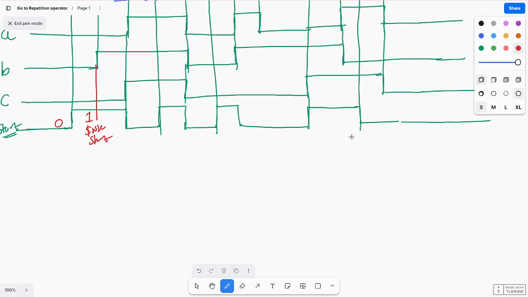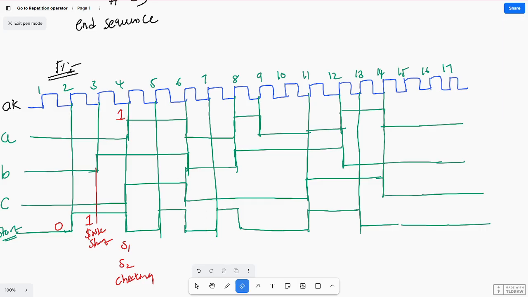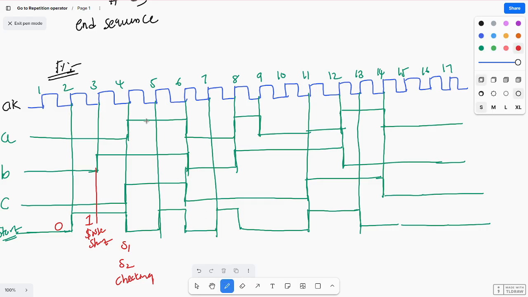So the assertion starts where S1 and S2 both will start, and both are checking. Here A is 1. At one cycle A should be 1, because there is a delay of one cycle. So it will check after one cycle. Here A is 1, and after this A is 1 again.